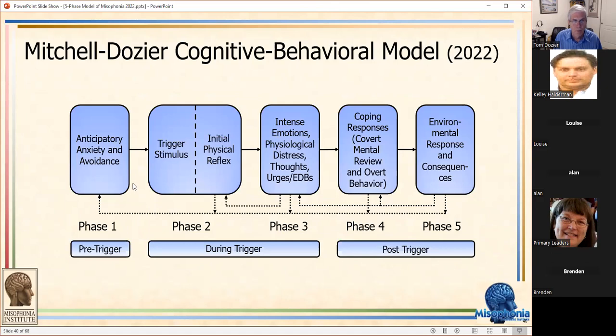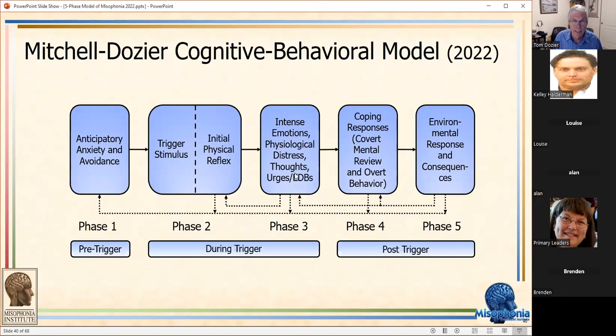Okay, so let's go back to this model. We've covered this initial reflex here and the trigger, and now we're going to go into the intense emotions, physiological distress, thoughts, urges, and emotion-driven behavior. Now, this phase here, again, I don't have specific data on it, but it happens very quickly after the reflex.